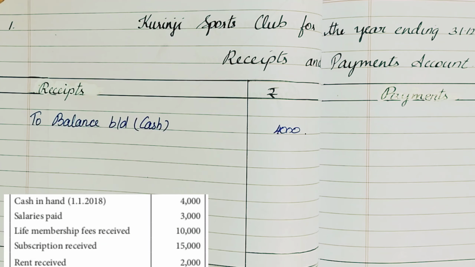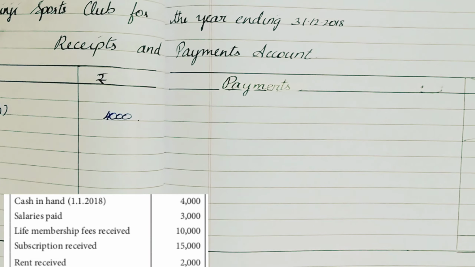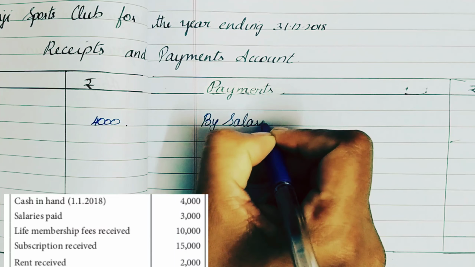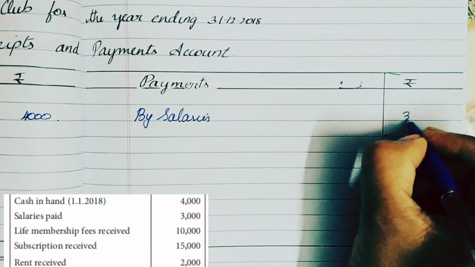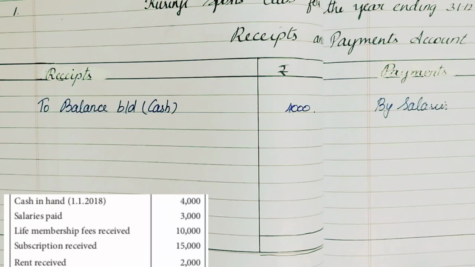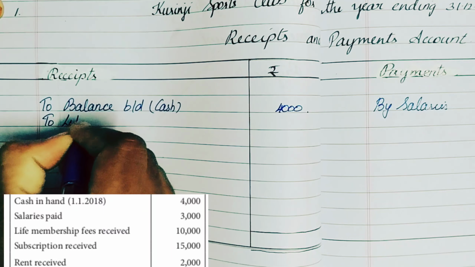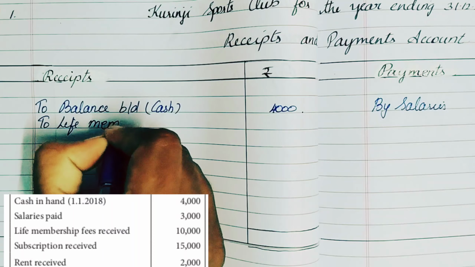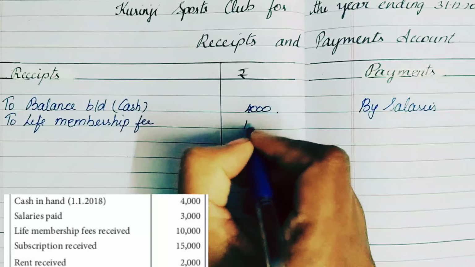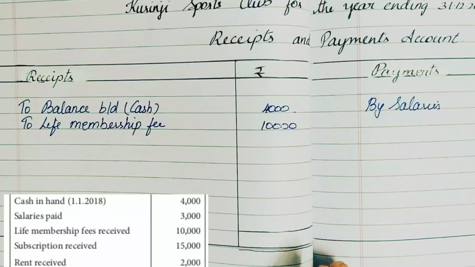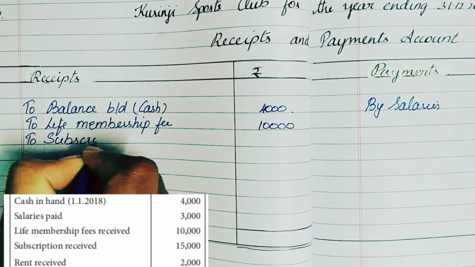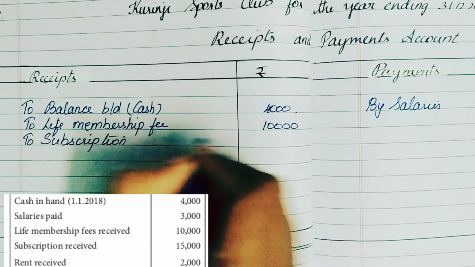Next item is salaries paid. Paid in the sense it's a payment, so go to the payment side and write by salaries, 3,000 rupees. Next is life membership fee received. Received in the sense it's a receipt, so to life membership fee, we are receiving it, 10,000 on the receipt side. Next one is subscription received, again on the receipt side, to subscription, that is rupees 15,000.